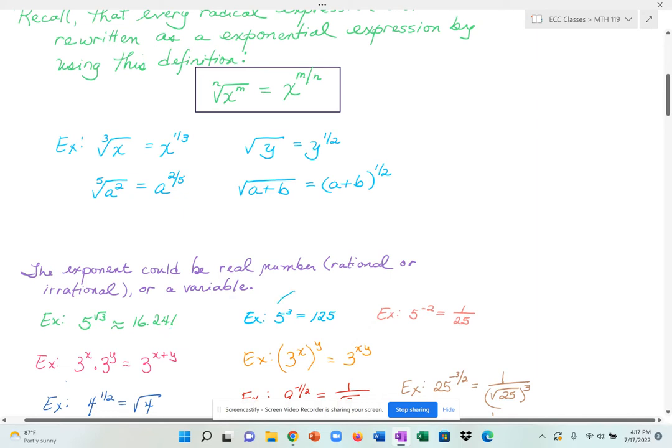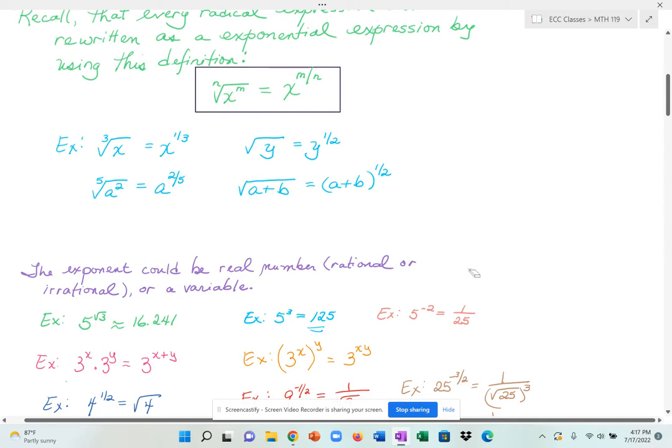But something like this, 5 to the third, you wouldn't need a calculator for that because you're just multiplying 5 times 5 times 5, which gives me 125. And 5 to the negative 2, well, I'm going to use one of the rules that we talked about earlier. 5 to the negative 2 means that the 5 goes into the denominator. So this is 1 over 5 squared. But when you square the 5, you get 1 over 25.